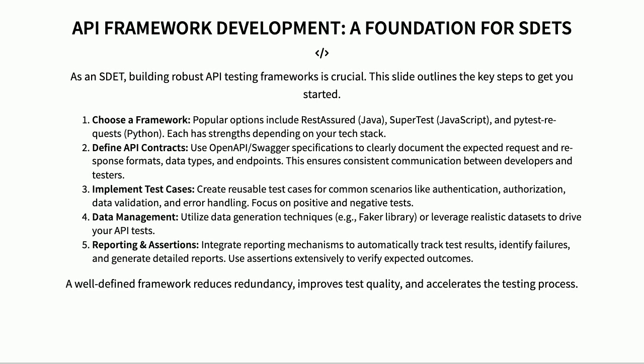Next, it's vital to clearly define your API contracts, basically the blueprints of how the API should behave. Using something like OpenAPI or Swagger helps ensure everyone understands what to expect from each request and response. Then, you'll craft reusable test cases covering things like logins, data validation, and error handling. Don't forget about managing your test data. Generating realistic datasets makes testing more effective. Finally, make sure your framework includes robust reporting so you can easily track results and spot any issues, and use assertions to verify those expected outcomes. A good framework saves time and improves the quality of your tests.